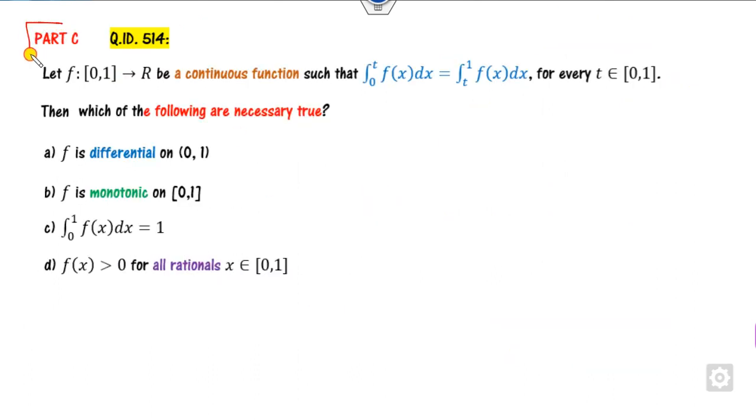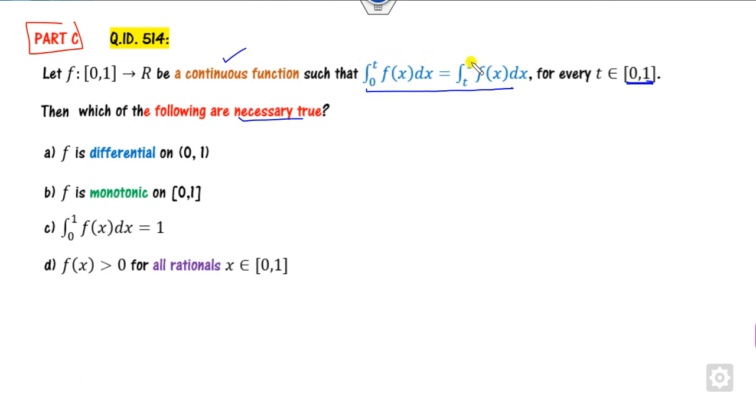So look at this now. This is part C. There is more than one option here. So how can you solve this one? It's a very simple question. You can see my domain is 0 to 1 and it's a continuous function. Which of the following is necessarily true? That's very simple.